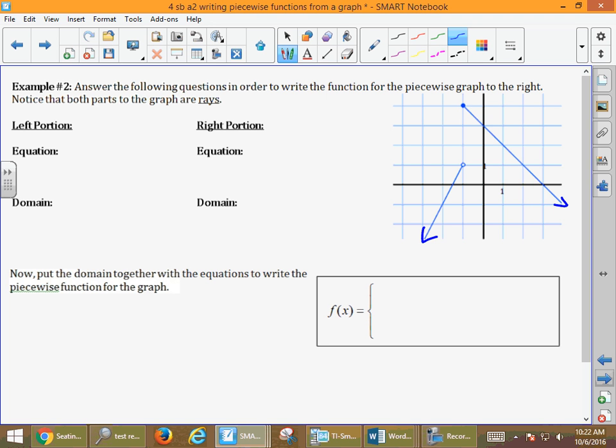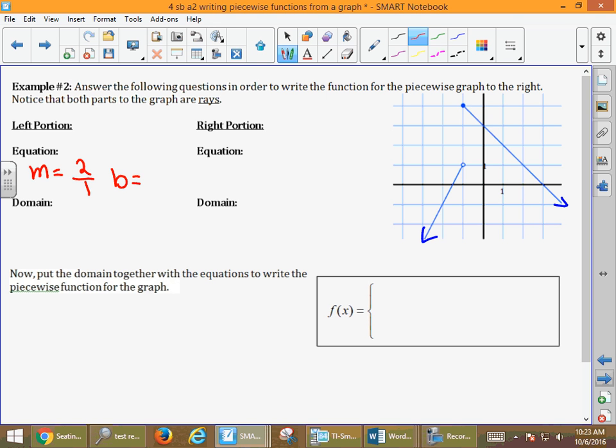But now, let's find the equation of the left portion. So that means we need to find the slope and the y-intercept of our left-hand portion here. It looks like we went up 2 over 1. Up 2 over 1, up 2 over 1. Rise over run.